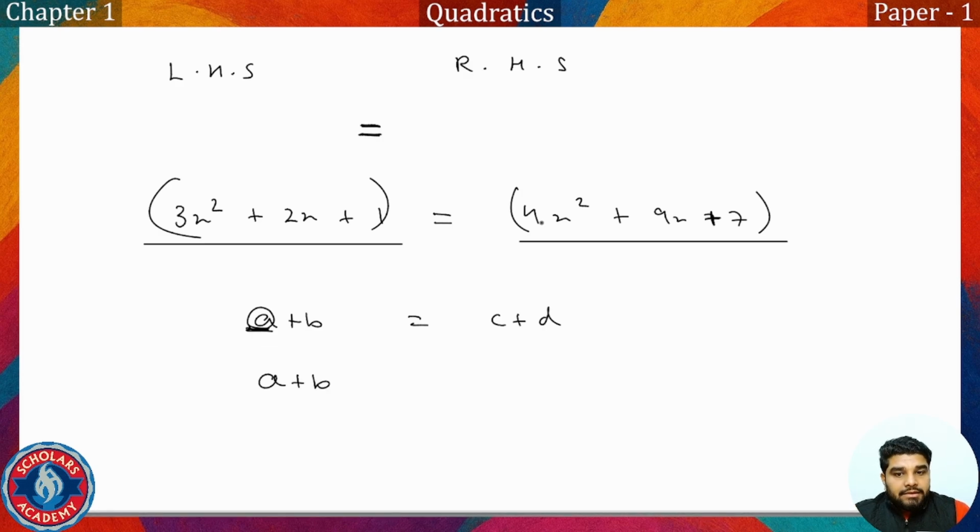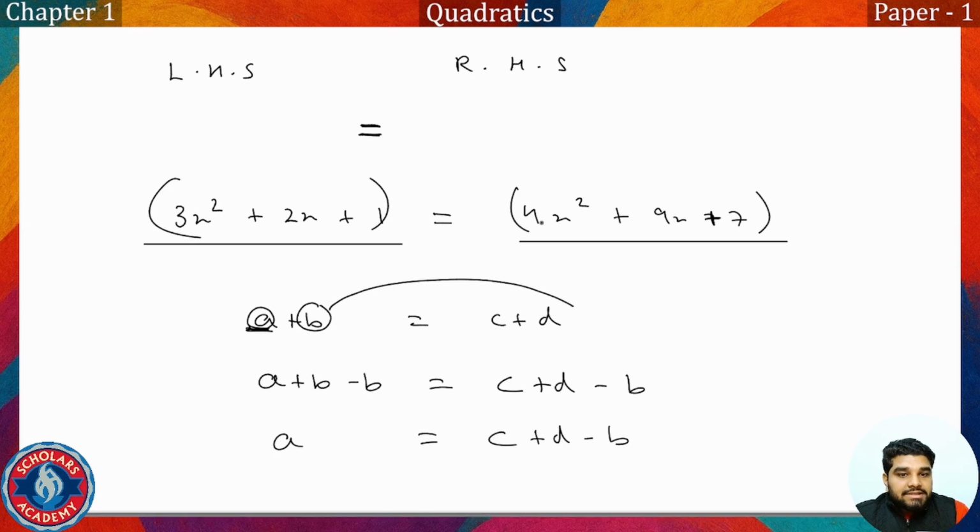So what I'm doing is minus b, c plus d minus b, both the equations are the same. I subtracted b from both the sides. What is left? A, b gets cancelled out, is equal to c plus d minus b. So it looks like when we are isolating a, we are taking this b to the other side and changing the sign of the b. B was positive over here, we took it to the right hand side and we changed its sign. So a is equal to c plus d minus b.